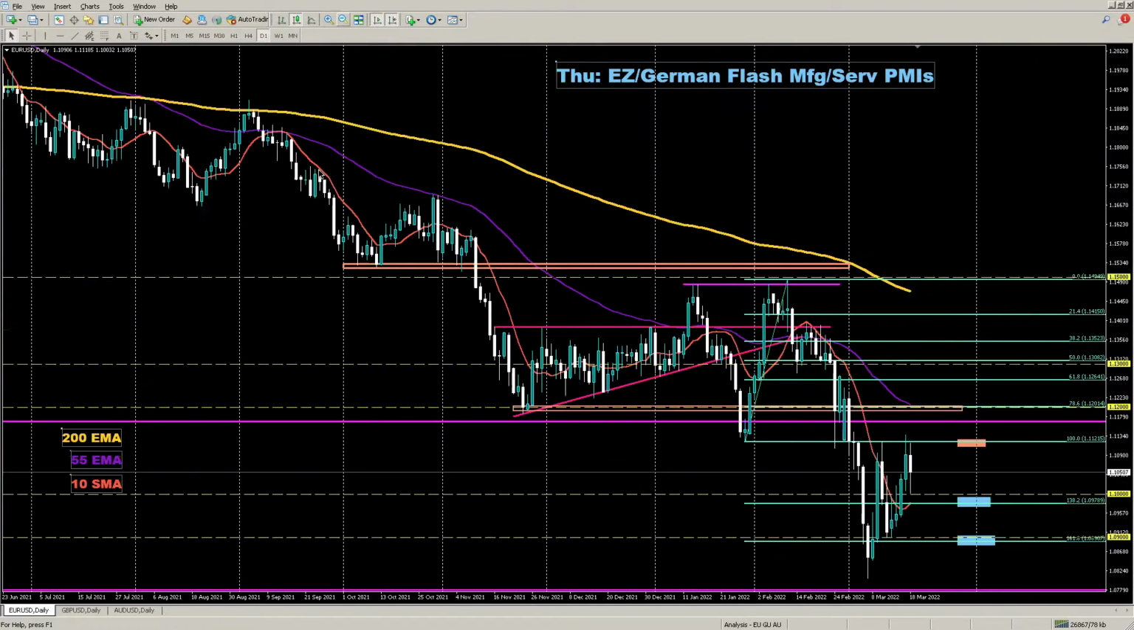Okay, let's also take a look at the US dollar index, the DXY.